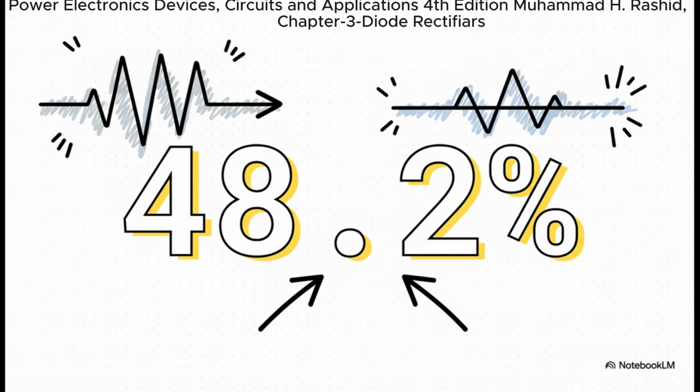But here's the catch. The ripple factor is a staggering 48.2%. Let that sink in for a second. That means that almost half of the effective power in our output signal is just unwanted noise, this fluctuating garbage riding on top of our DC.